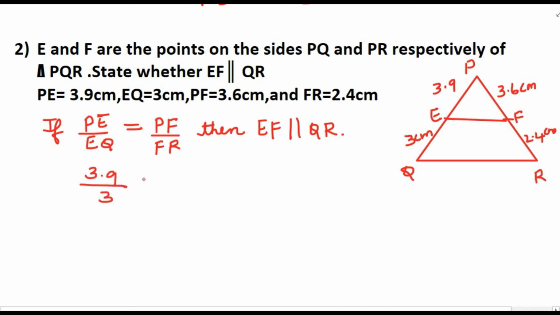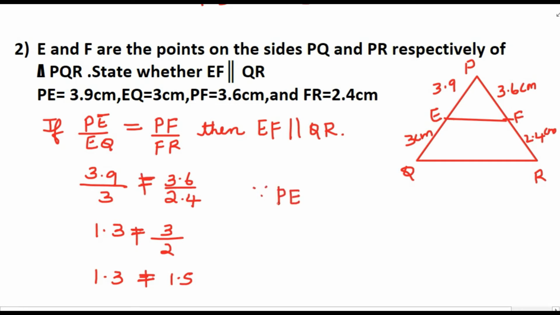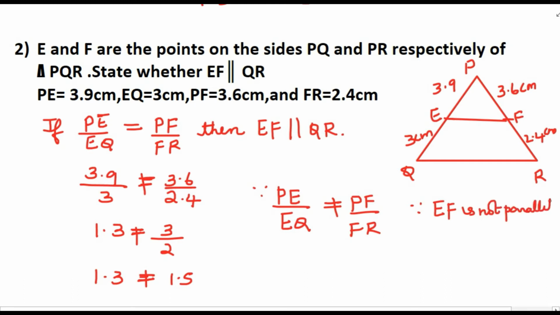3.9 divided by 3 and 3.6 divided by 2.4. Are these ratios the same? Here it is 1.3, and 3.6 divided by 2.4 is 3 by 2, and 3 by 2 is 1.5. So these ratios are not equal. Since the ratios are not equal, PE divided by EQ is not equal to PF divided by FR. So by converse of Thales's theorem, I can say that EF is not parallel to QR.